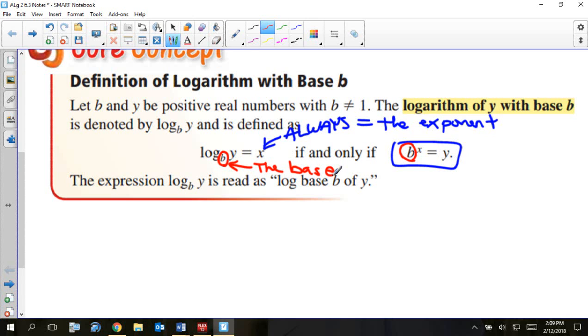And then y, the value that's in the y spot, goes next to the logarithm. You're going to read it as log base b of y equals x. You say log base b of y. Say it once. Log base b of y. Okay.